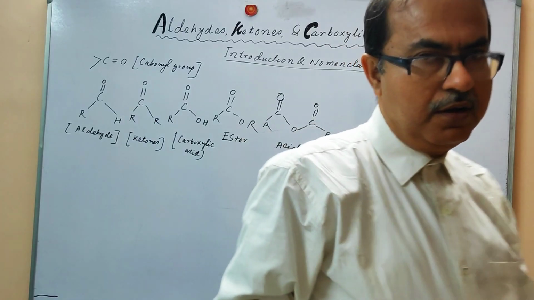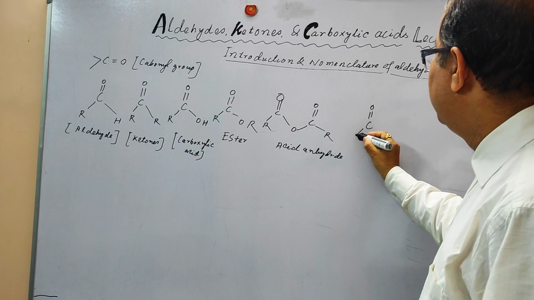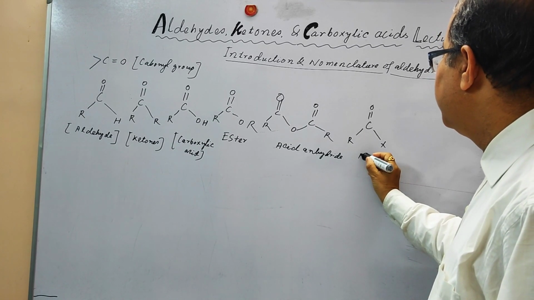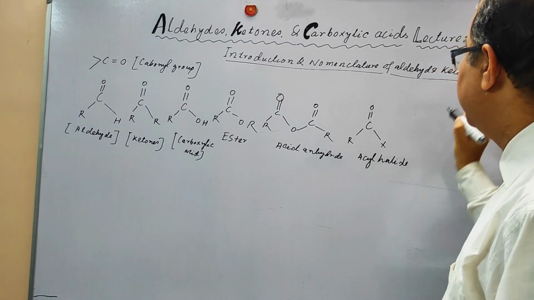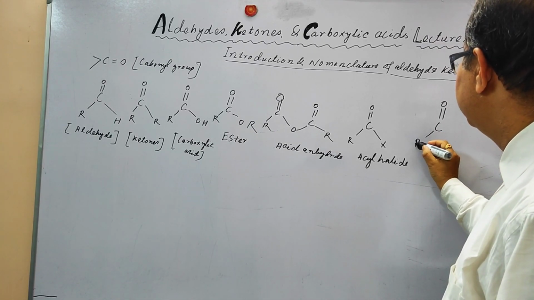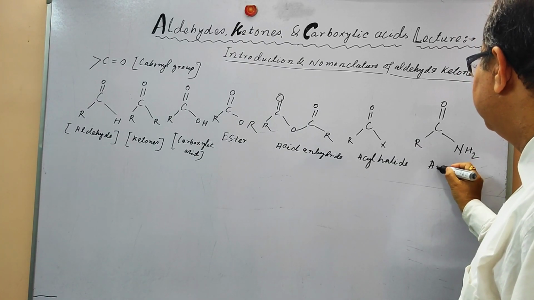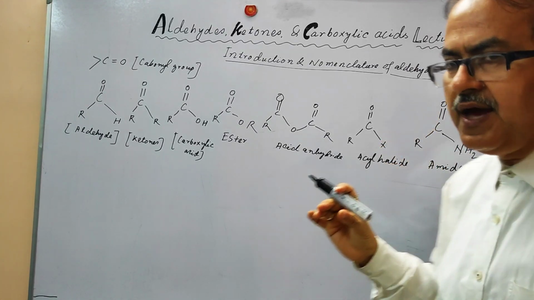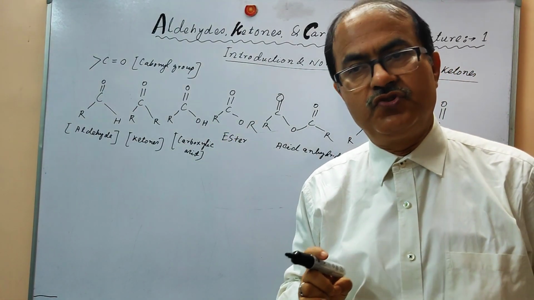When this carbon atom, C double bond O, is joined to another carbon atom and a halogen atom, we will call this acyl halide. Again, when the carbon atom of the carbonyl group is joined to another carbon atom and a nitrogen atom, we will call this an amide. So we can understand how a carbonyl group creates different types of compounds when we change the atoms.